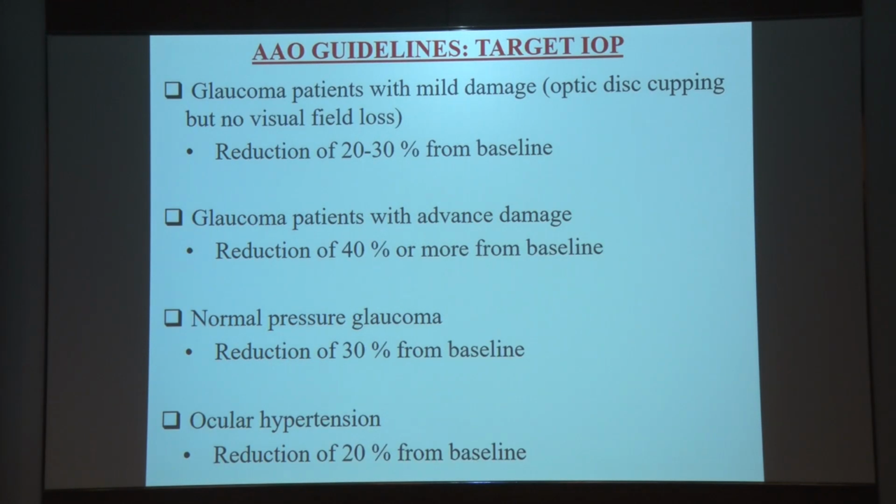The AIOS guidelines for target IOP are, if the patient is having glaucoma with mild damage, that is, optic cupping is there but no visual loss is there, then the reduction of 20 to 30% from baseline is safe. In glaucoma patients with advanced damage, reduction of 40% or more from the baseline is required. In normal tension glaucoma, reduction of 30% from baseline is sufficient. While in ocular hypertension, reduction of 20% from baseline is required. This is debatable.